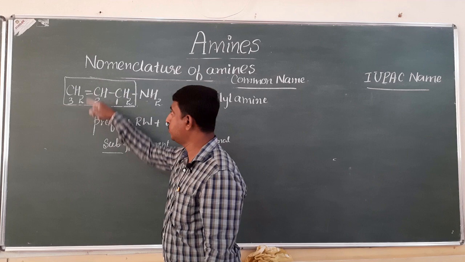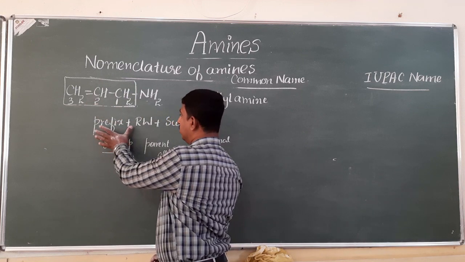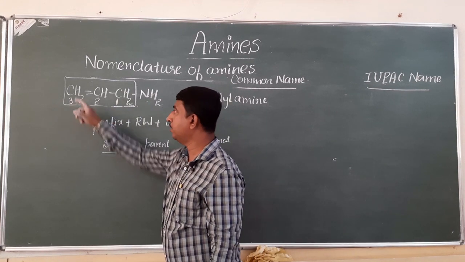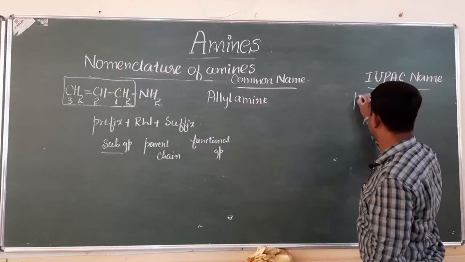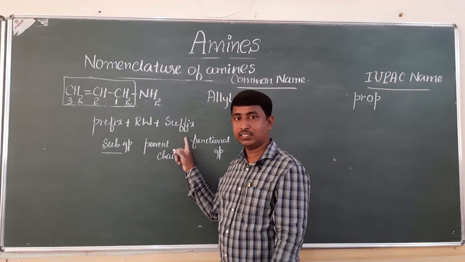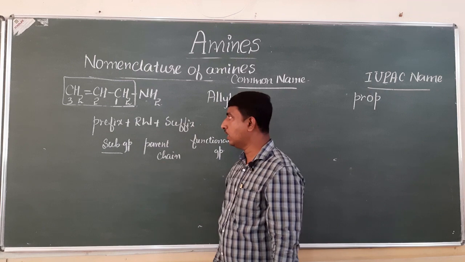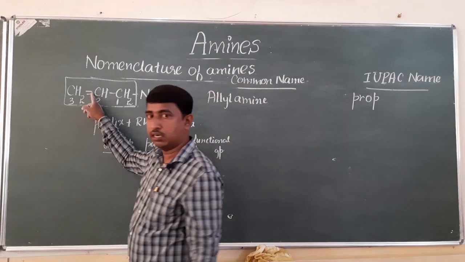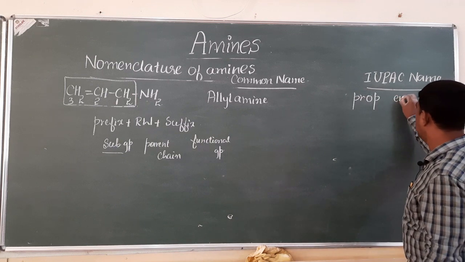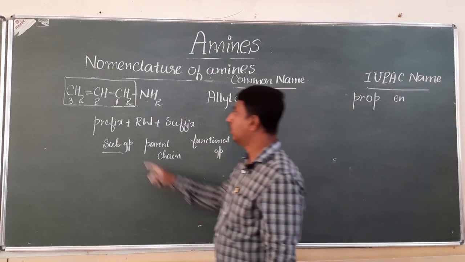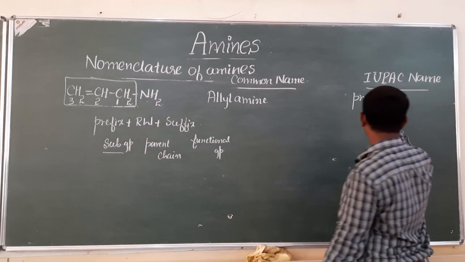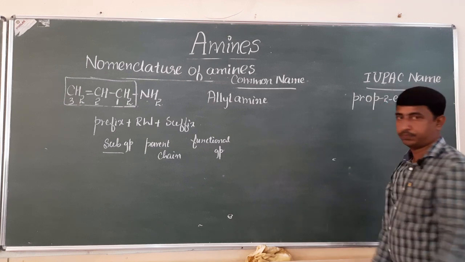There is no substituent group here, so no need to write a prefix. Directly you have to write the root word. Number of carbon atoms is 3, so I have to write prop. Root word is prop. Then I have to write the suffix, primary suffix and secondary suffix. Since there is a double bond, I have to write EN. Where is it present? The double bond is present between carbon number 2 and 3. So it is prop-2-ene.